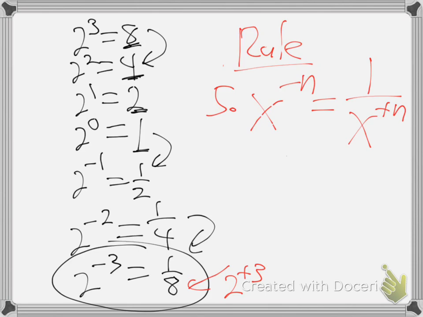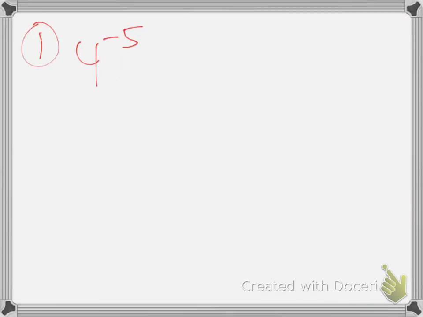All right. So there's rule number 5. Let's try one of these. Number 1. What do they want me to do here? So here we go. What are we going to do? What does a negative power do now? Flips it to the bottom. Does that make it negative in the front?